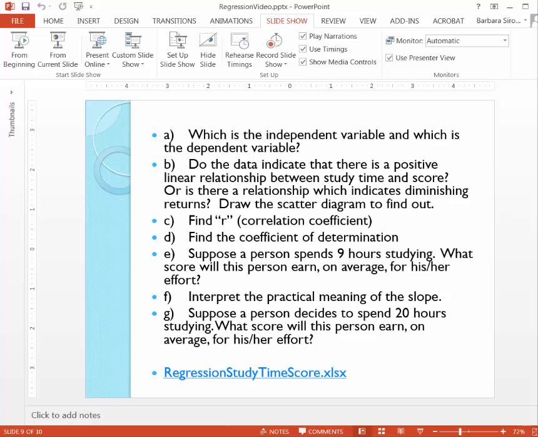So in a moment, I'm going to go into an Excel spreadsheet and answer the question, what kind of a relationship do we have between those two variables? And we'll use a scatter diagram to find out. We'll find the correlation coefficient, coefficient of determination, and I'll define that in just a moment. And we'll do some prediction. We'll say, what if a person spends 9 hours studying? What will the score be? We'll also look at the practical meaning of the slope and look at a prediction for a person who spends 20 hours studying.